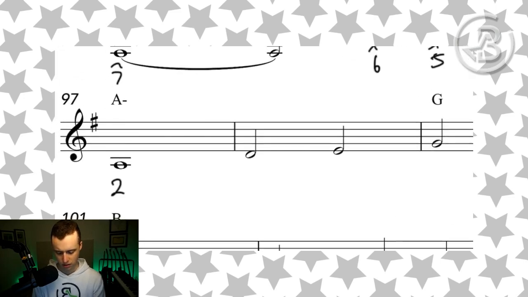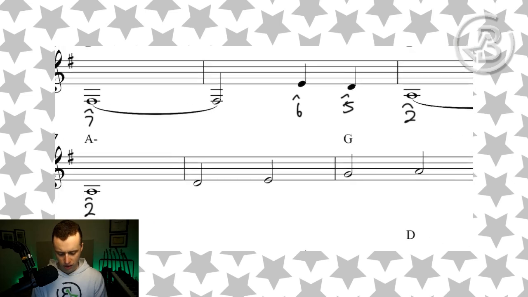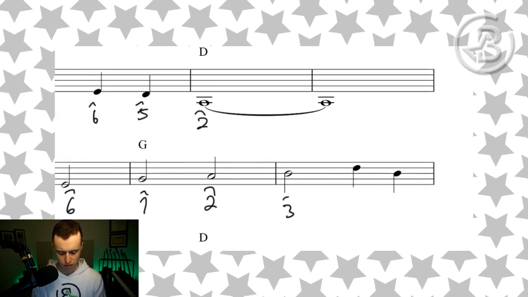2 again. So a lot of times when we have this 2 on the A minor, like this, that is really taking from the bass note that is being played at that moment. Okay, then we have 5, 6, 1, 2, 3, 5, 3.